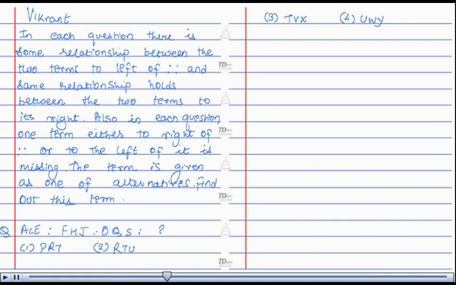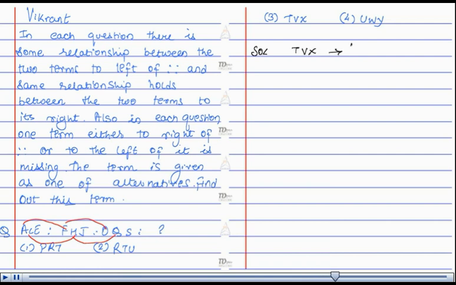So the solution is, if you look at the series which is given to us, we'll be able to observe that in each term we are moving 5 letters forward. That is from A to F, from C to H, from E to J. So from O, if we count 5 letters forward, it will be T. From Q, 5 letters forward will be V. And from S, 5 letters forward will be X.